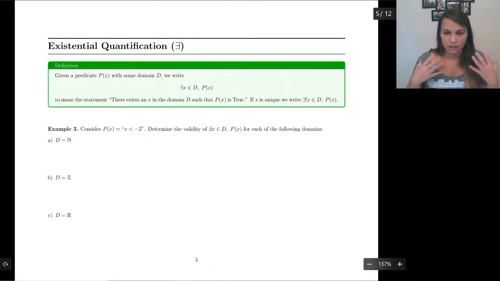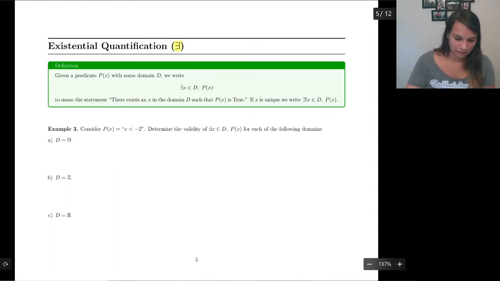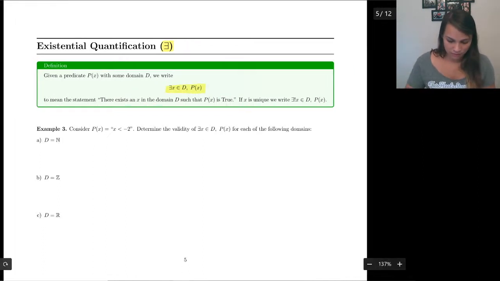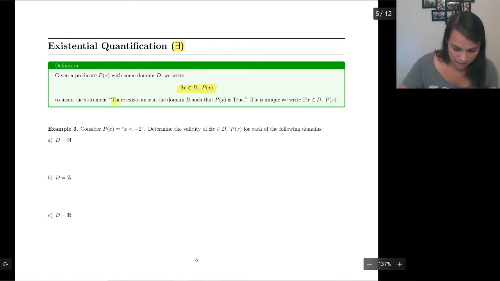Okay. So that first question that we're asking about, is P of X ever true? That's a question of existence. That's the existential quantification with the backwards looking E-looking dude. So we write the shorthand of this, and that translates to English: there exists an X in the domain D such that P of X is true.